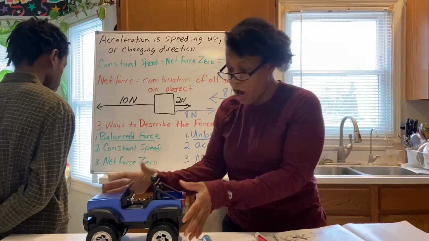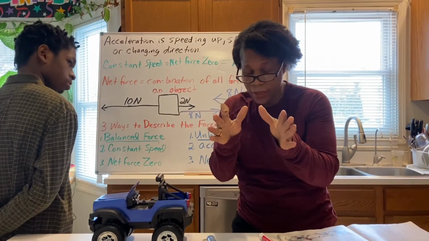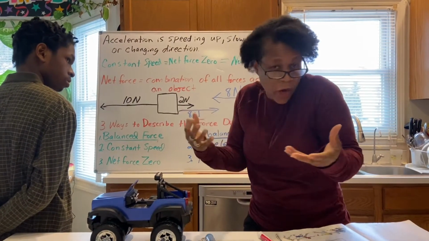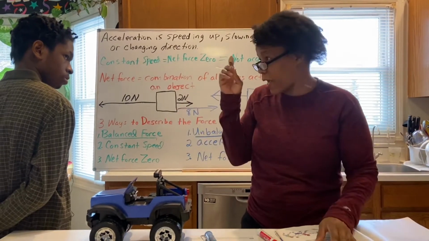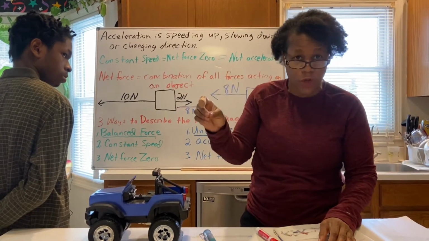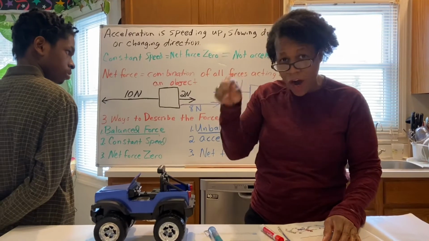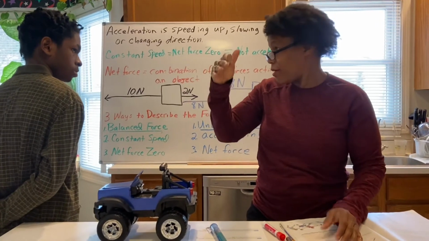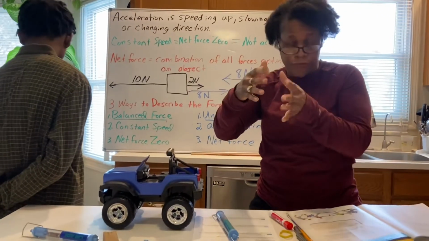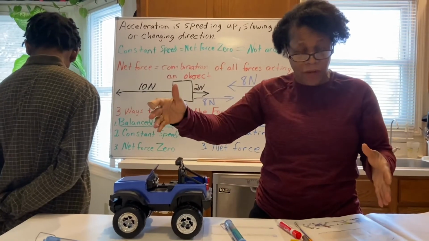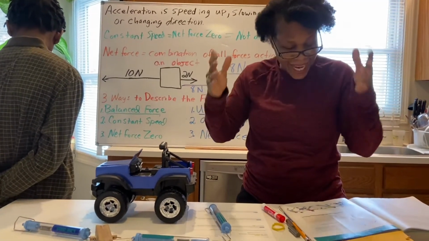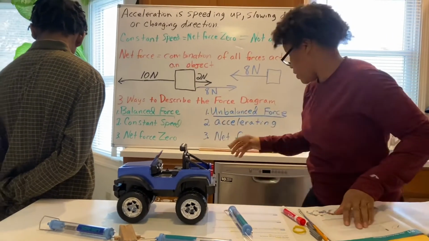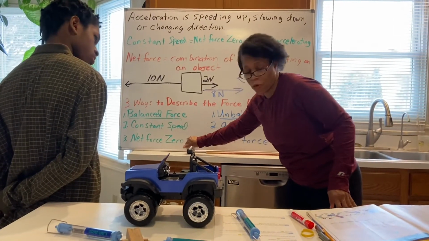Let me give you an example. Let's say you and I are taking a road trip, and I put my car on cruise control. There's a little button, and my car goes the same speed for the duration of the trip. We call that constant speed, net force zero, because it's balanced. I'm going the same speed the whole time.